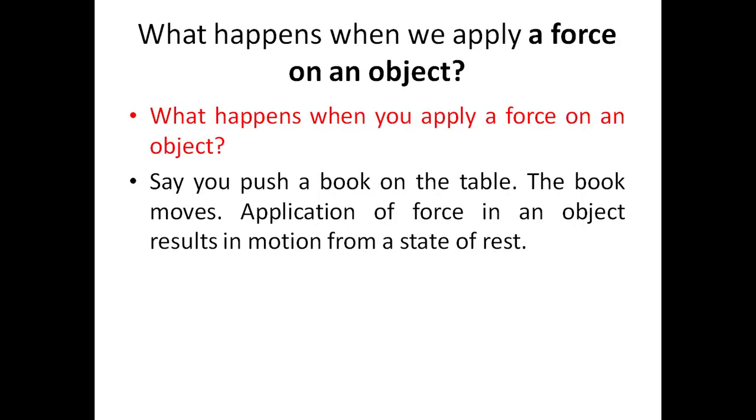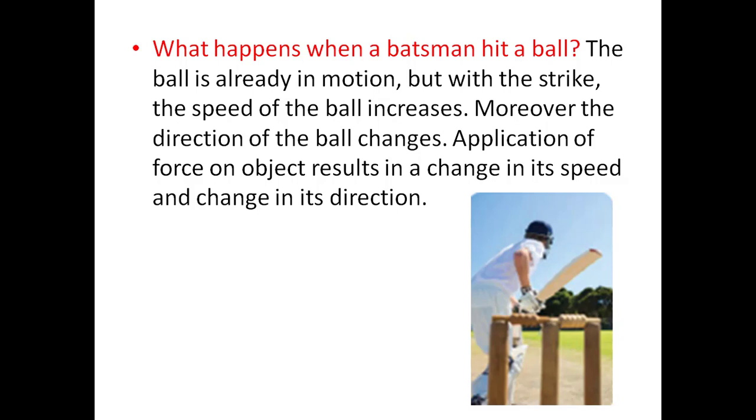What happens when you apply a force on an object? Say you push a book on the table. The book moves. Application of force on an object results in motion from a state of rest. What happens when a batsman hits a ball? The ball is already in motion, but with the strike, the speed of the ball increases. Moreover, the direction of the ball changes. Application of force on an object results in a change in its speed and a change in its direction.